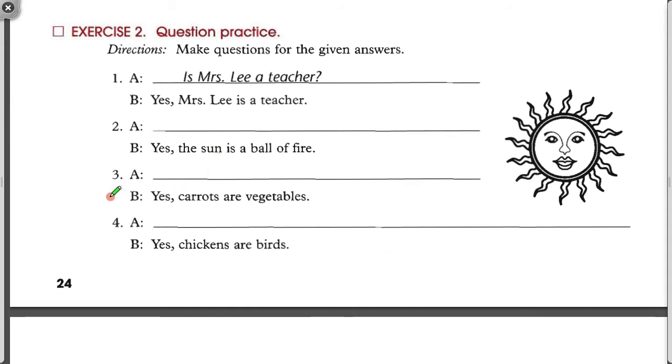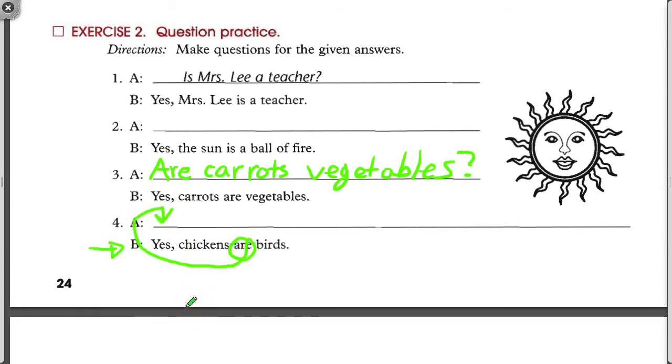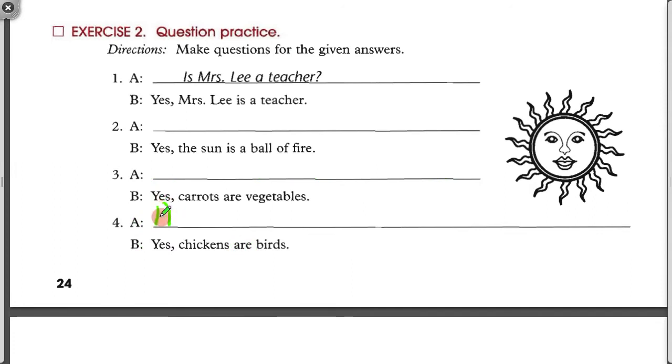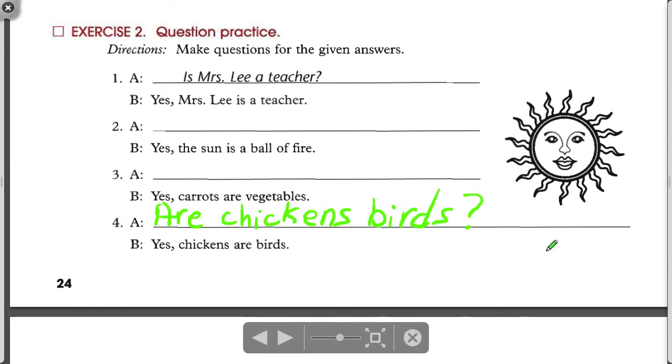Number 3, the answer is yes, carrots are vegetables. So here, are would be the first word in the sentence. Are carrots vegetables? Number 4, again you have are, so are would be the first word. Are chickens birds?